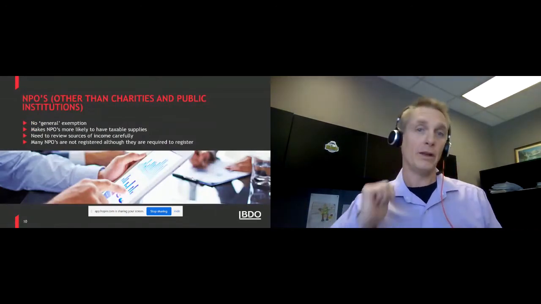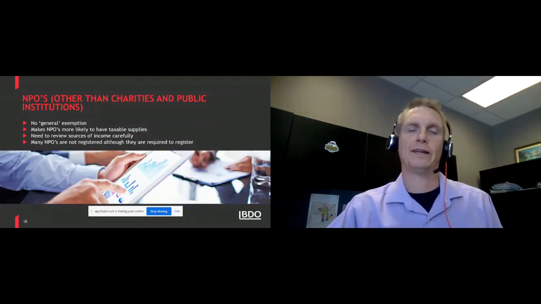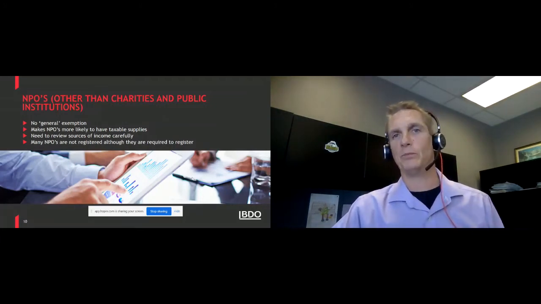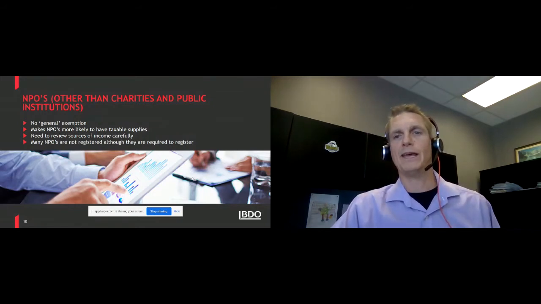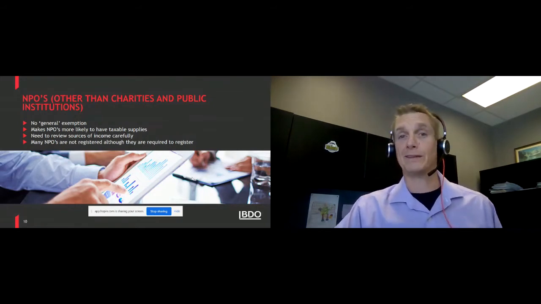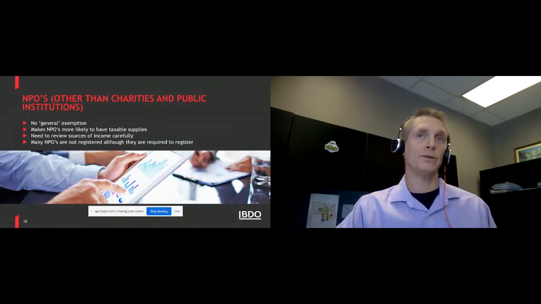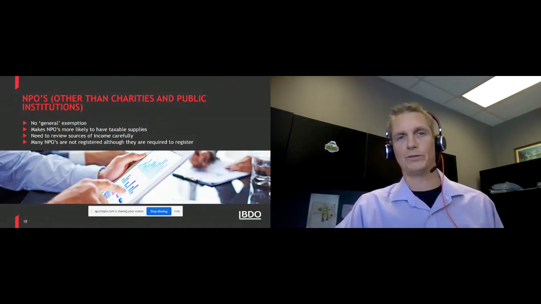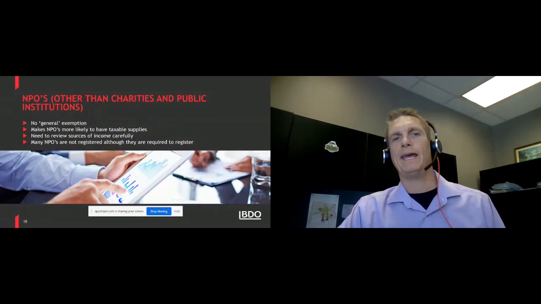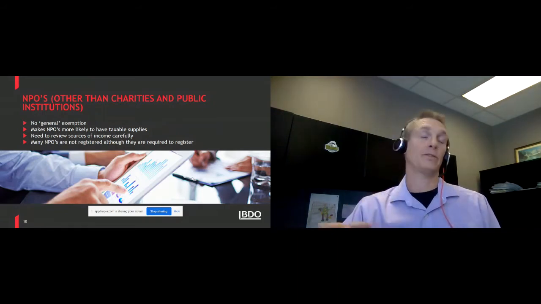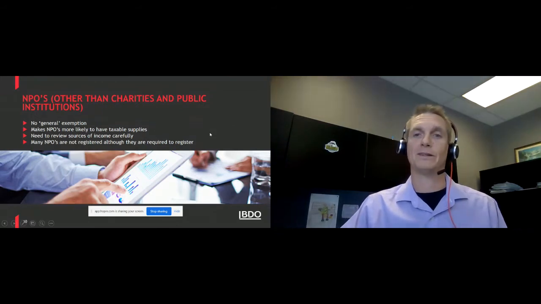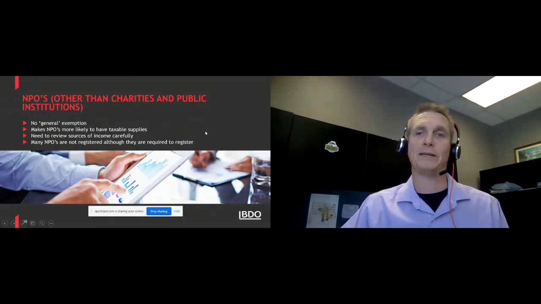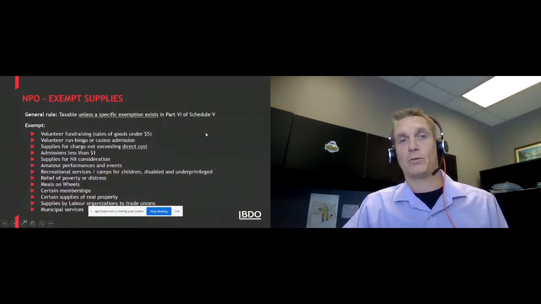Now, not-for-profit organizations, on the other hand, don't have that general broad overriding exemption. So a not-for-profit organization is much more likely to be making taxable supplies. So if you are an NPO, it's important to look at all of your revenue sources carefully and make sure that if there are any that are taxable, you're picking that up. A lot of times we find, because NPOs don't have as many exemptions available to them, sometimes they are required to register and they're not.